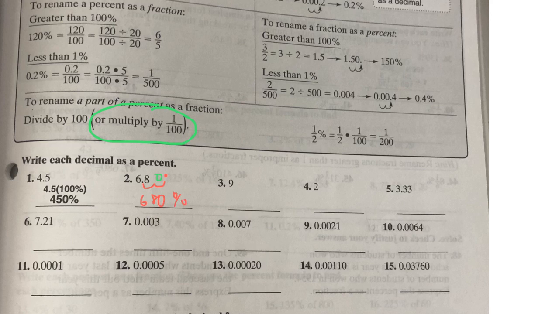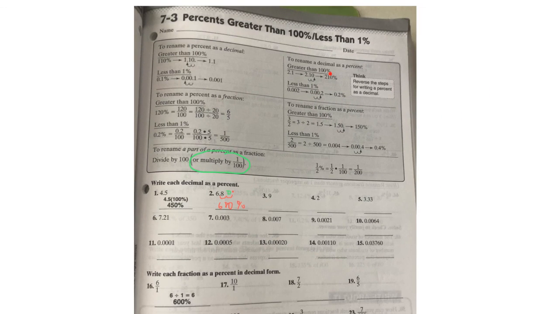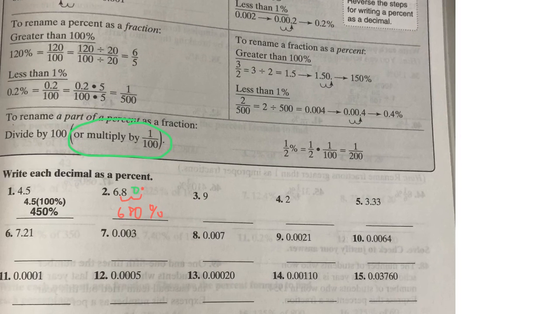So the answer there is 680%, okay? And we're just going through the motions with regards to what we learned up here. Just following the directions, that's all. 9, we're going to move that decimal place twice to the right, and that's going to become 900. So we're going to write 900%.